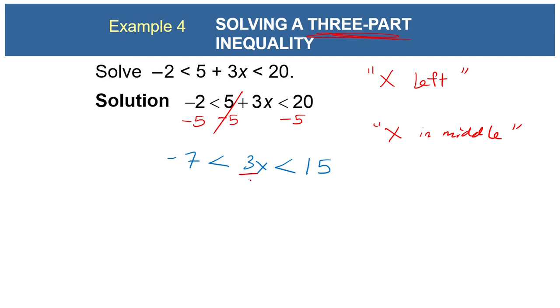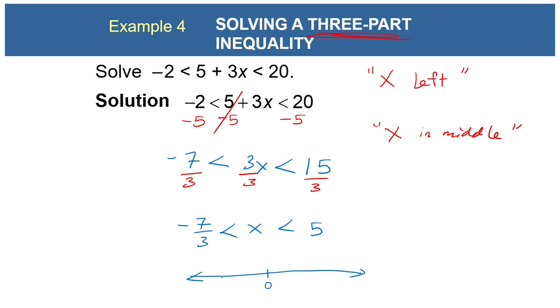Let's divide by 3 to all three parts. This simplifies to negative 7 over 3 is less than x, and that's less than 5. Now, how do we graph this? Well, we're going to do the number line just like before. We're going to have a 0 to denote the center of our number line. Negative 7/3 is on the left side, and it's going to be an open circle because there's no equal sign underneath.